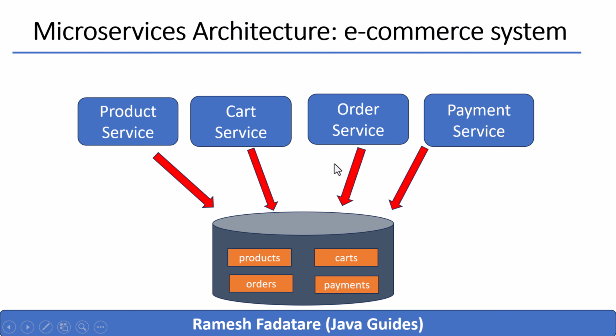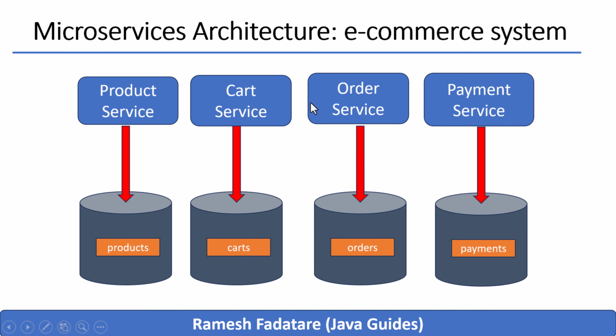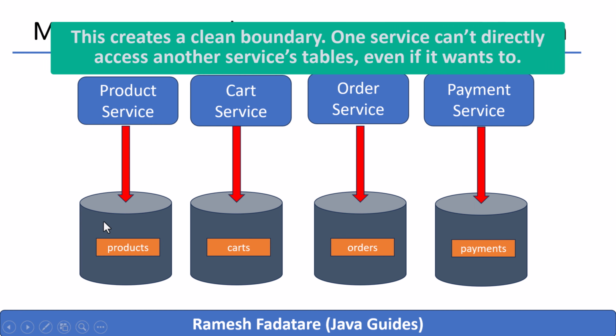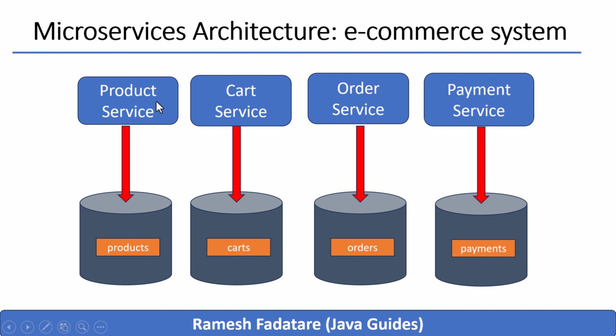So what is the database per microservice pattern? With this pattern, every microservice owns its own database. Fully. The product service talks only to its own database. The cart service, same. The order and payment services, they each get their own isolated database too. This creates a clean boundary. One service can't directly access another service's tables even if it wants to. If the product service changes its schema, that change has zero impact on the other services. This gives each service the freedom to evolve, scale, and deploy without waiting on others.